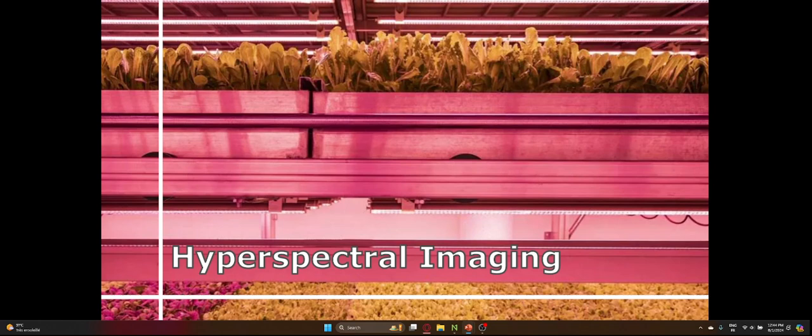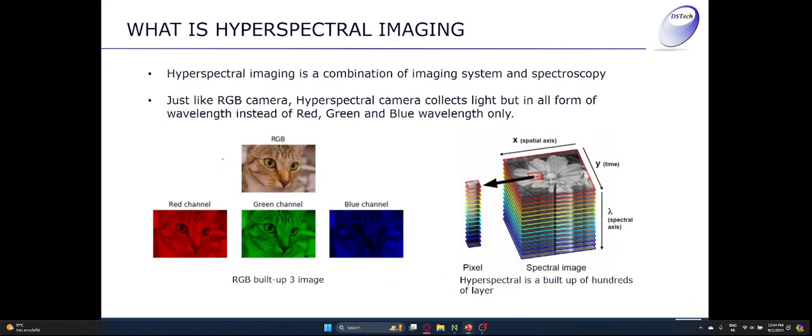So we have to go back to this whole idea of hyperspectral or spectroscopy. You need to understand that a hyperspectral camera is actually just spectroscopy in a camera form. As I mentioned earlier, we have the RGB camera, which typically catches the red, green, and blue channels, capturing all the photons and eventually building up an image.